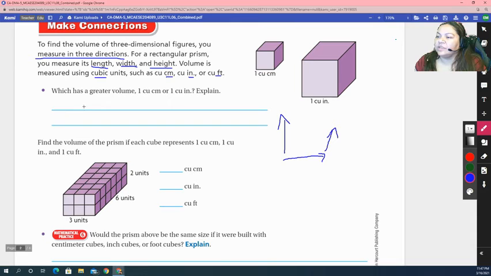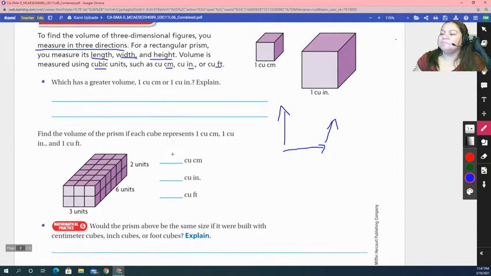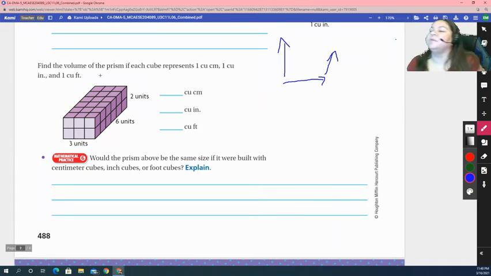So let's see here, which has greater volume, 1 cubic centimeter or 1 cubic inch? For that, we would have to look at the ruler to see what's bigger, an inch or a centimeter. Think about it, and we will be talking about that. Now here it says, find the volume of the prism if each cube represents 1 cubic centimeter, 1 cubic inch, and 1 cubic foot. If each cube was a centimeter, then we will write how many centimeters. Basically, we're just looking at how many cubes are in this three-dimensional figure. So how do we figure that out?